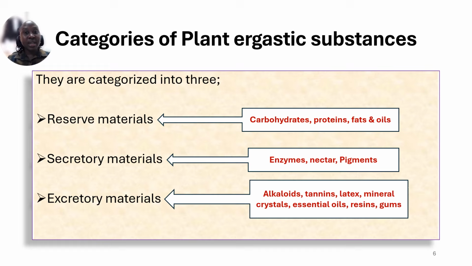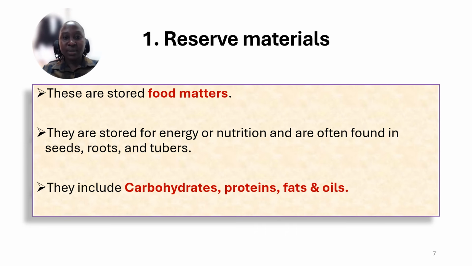Here are the categories like we described them earlier. We are going to see them more as we move forward, but we have reserve materials, and here they include carbohydrates, proteins, fats, and oils. We have secretory materials, which include enzymes, nectar, pigments. We have excretory materials, which include alkaloids, tannins. And in this, we are going to cover the alkaloids and some other components.